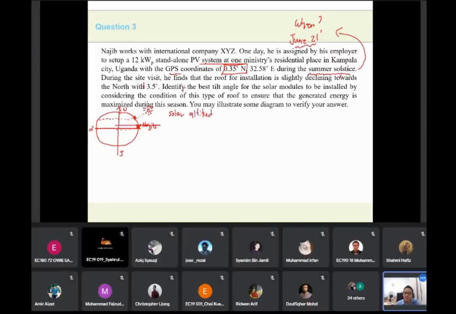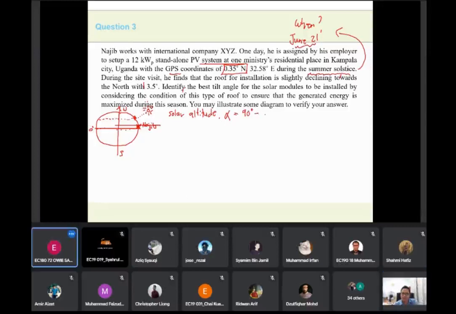Solar altitude, that's the name, solar altitude. Alpha, that's it. You're hesitating. Okay, how to calculate that? Ask Owi. Quick, Owi. Yes, doctor, how to calculate solar altitude for this case? What's the equation? 90, okay.